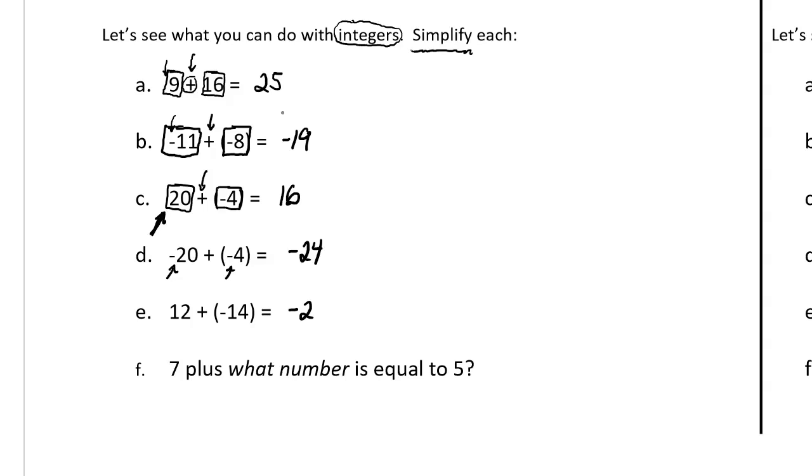In this class, one of the things that we'll focus on to help you with your Algebra 1 is the rules that you use to do these sorts of arithmetic problems. Finally, question F, 7 plus what number is equal to 5? If I start with 7, but I need to end up with a result of 5, the number that I add to the 7 must be a negative number. It is negative 2.